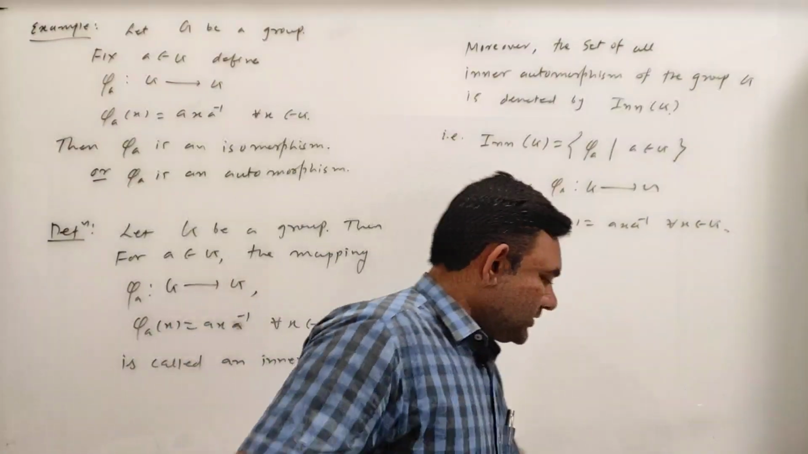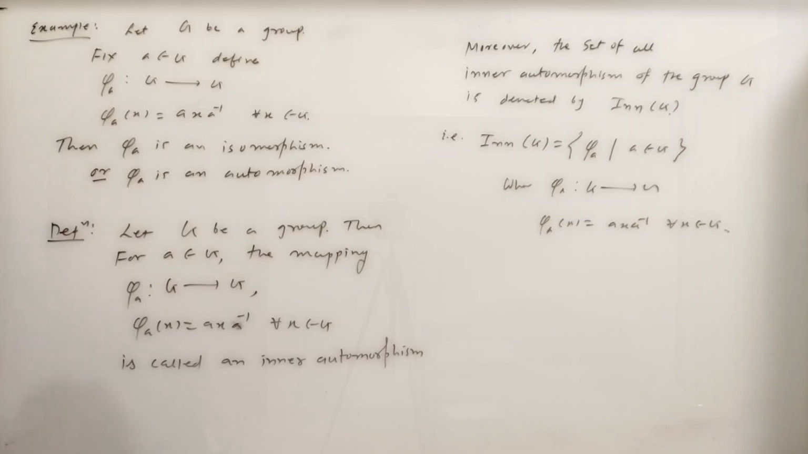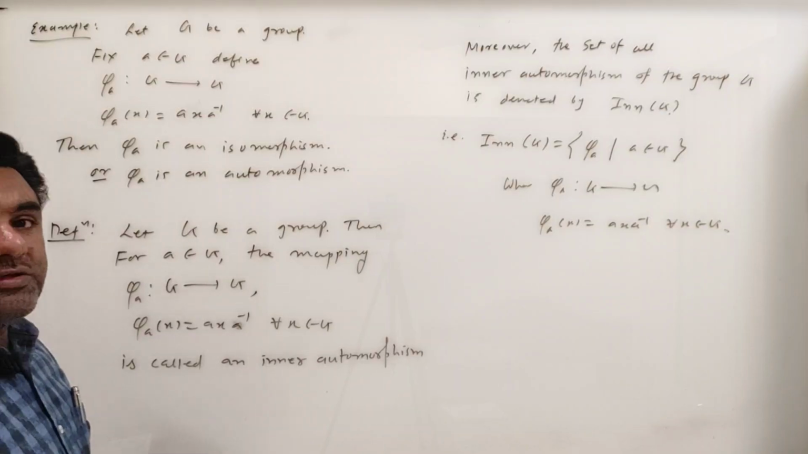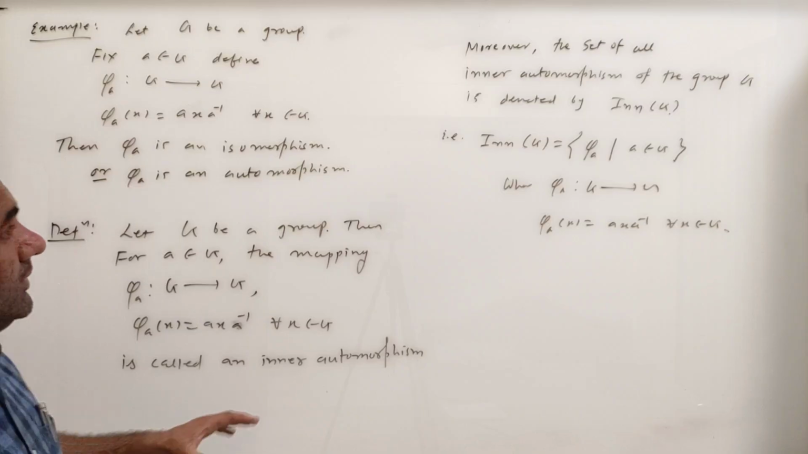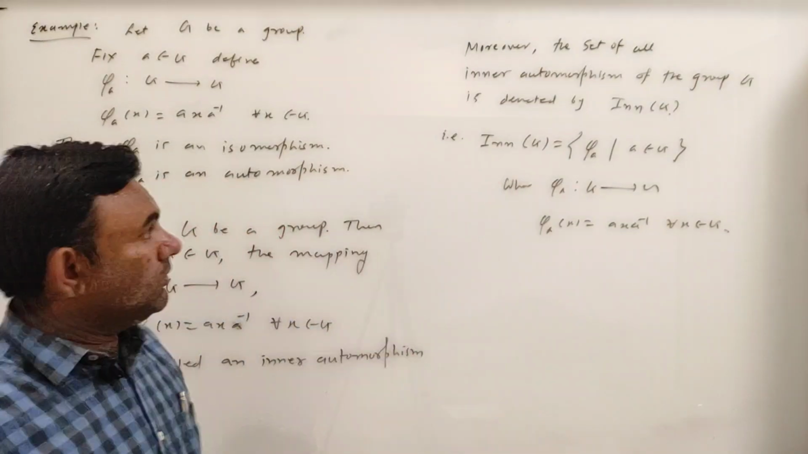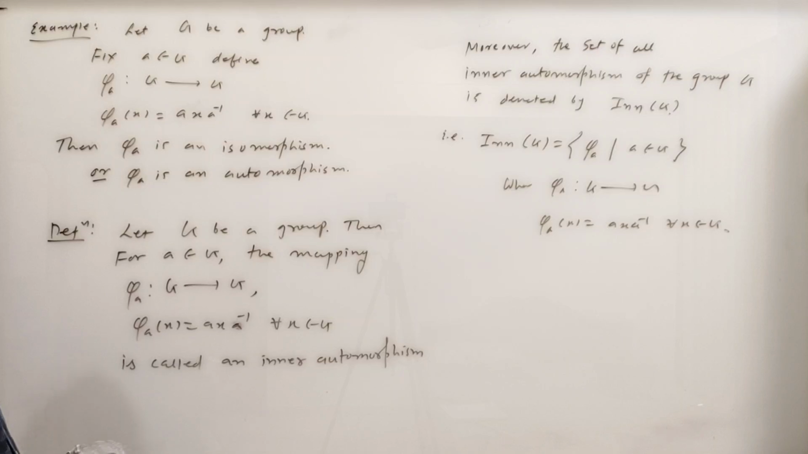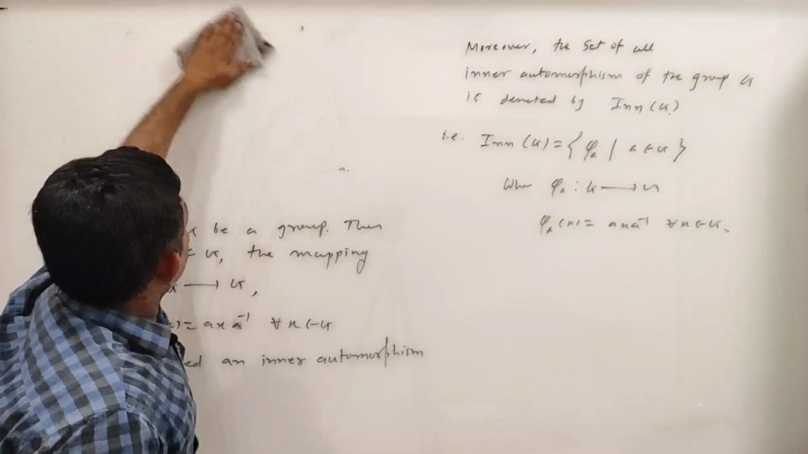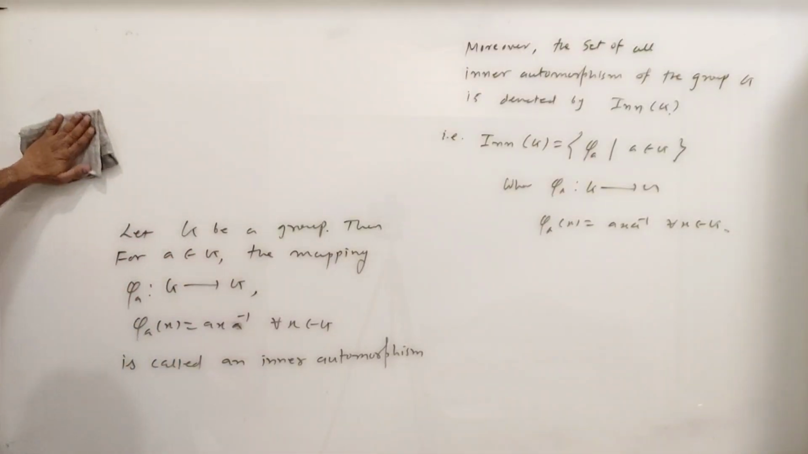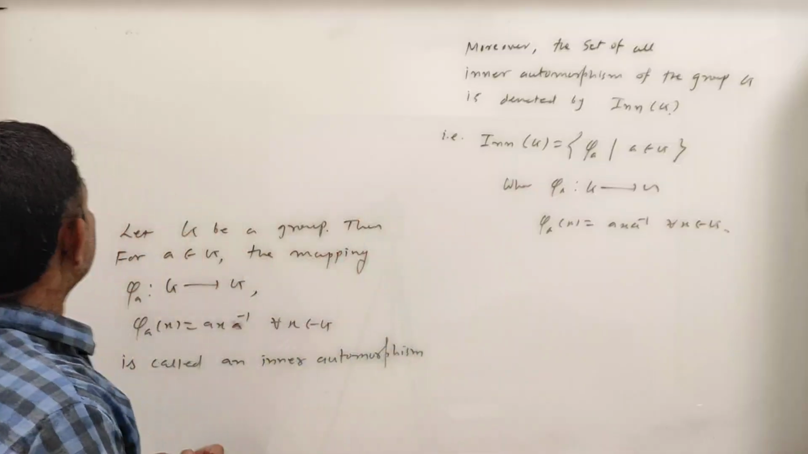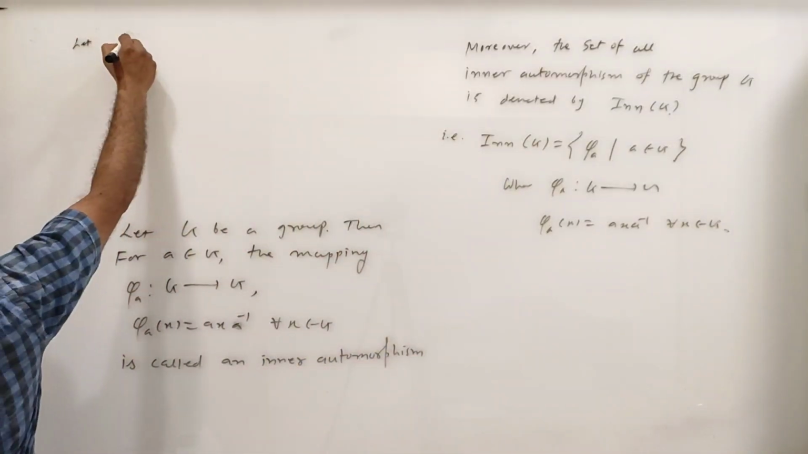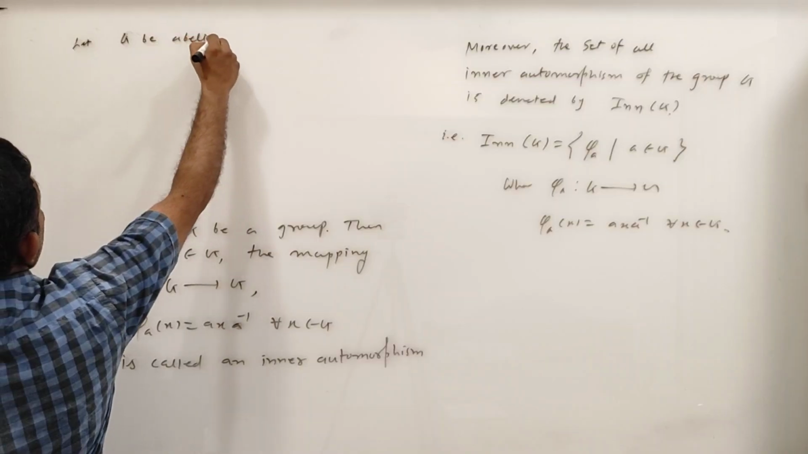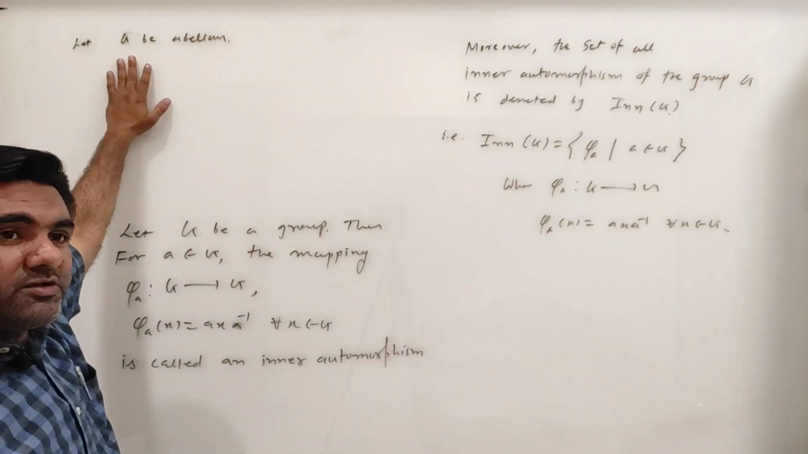So this is the set of all inner automorphisms of G. Now let us consider one special case: what happens when G is abelian, and let us see what the inner automorphism group of G is. Let G be abelian. Finite or infinite doesn't matter, G is abelian.